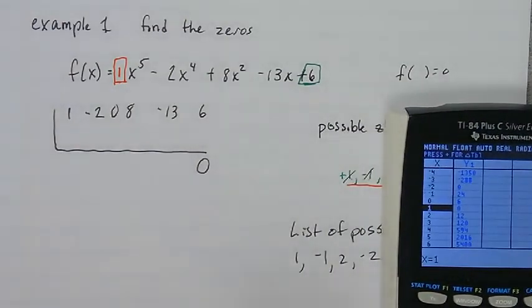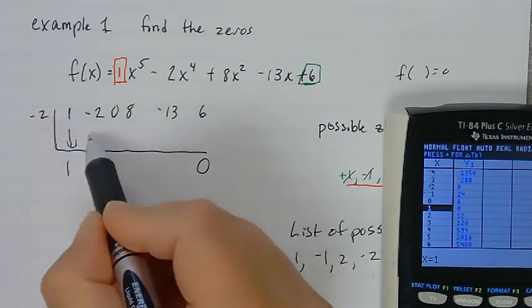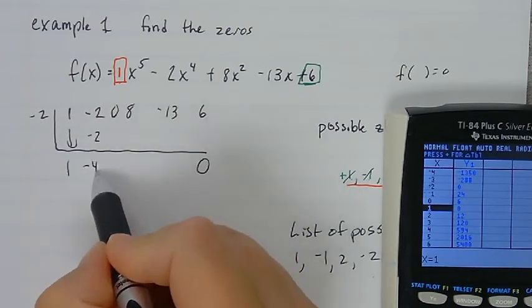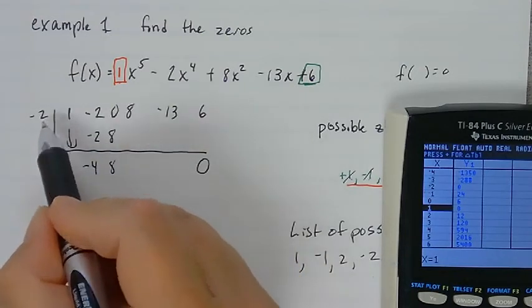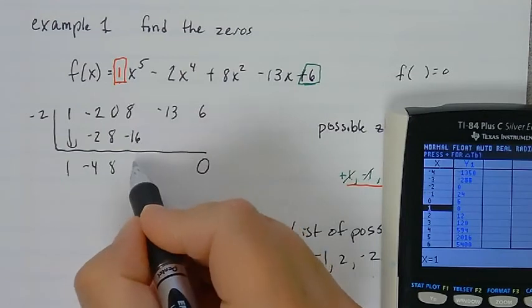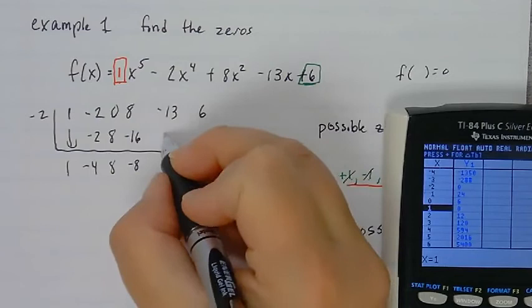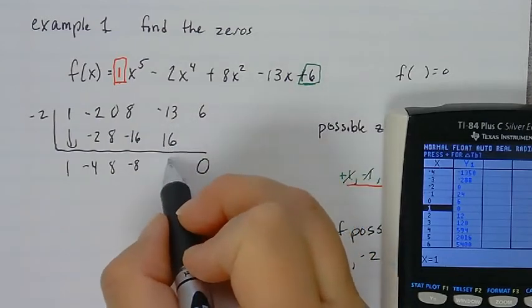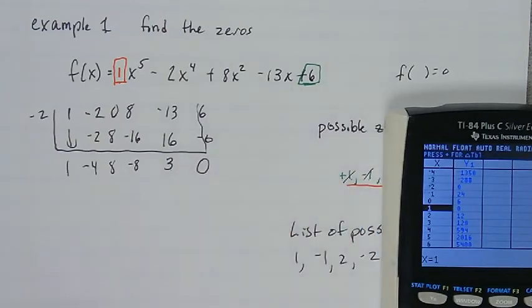So I'm going to start with -2 and do synthetic division. So I'm going to bring down the 1. 1 times -2 is -2. So it'd be -4. 0 plus 8 is 8. 8 times -2 is -16. That'd be -8. -8 times -2 is +16. -13 and 16 is 3. 3 times -2 is -6. And those will cancel and give me a 0. So -2 truly was a 0. So I'm going to circle it.